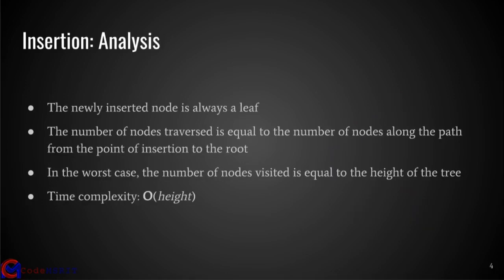Since we insert a node at the point it fails, and no other node is added as a child of the new node, it is always a leaf when inserted. The only extra step when compared to searching in binary search tree is the final step where the new node is added as a leaf. So the time complexity is the same as that of search, which is big O of height.